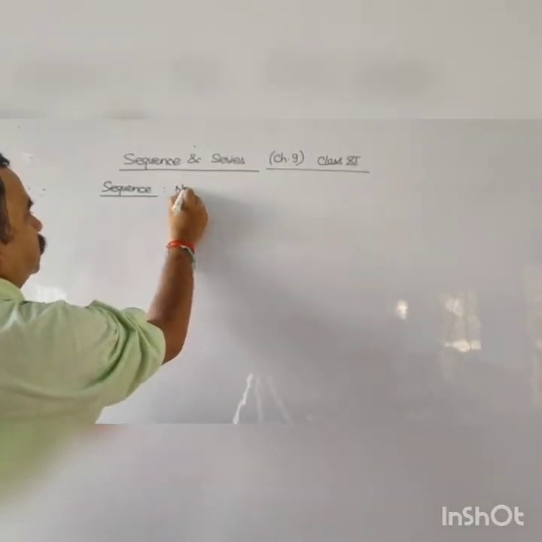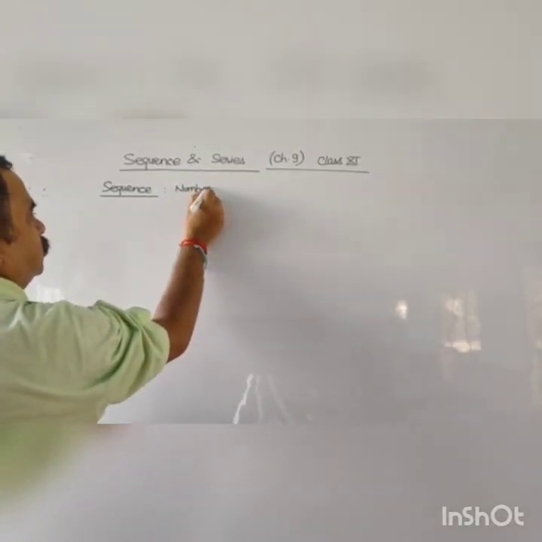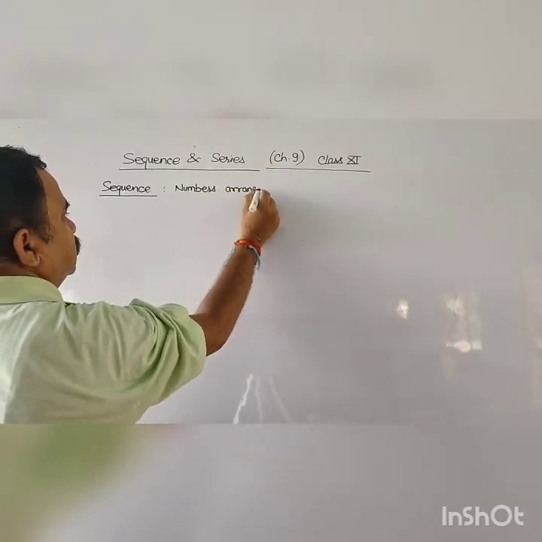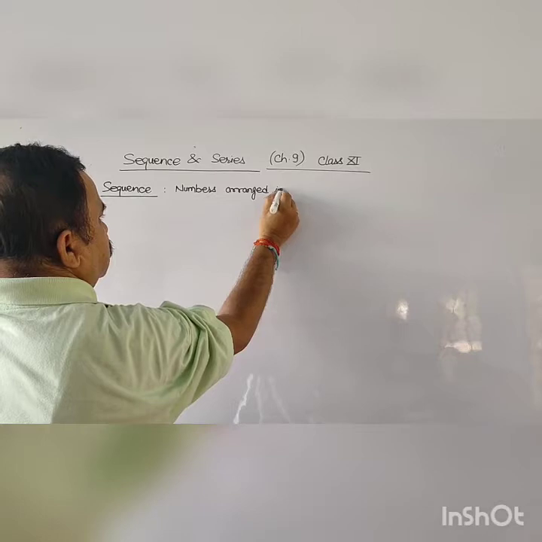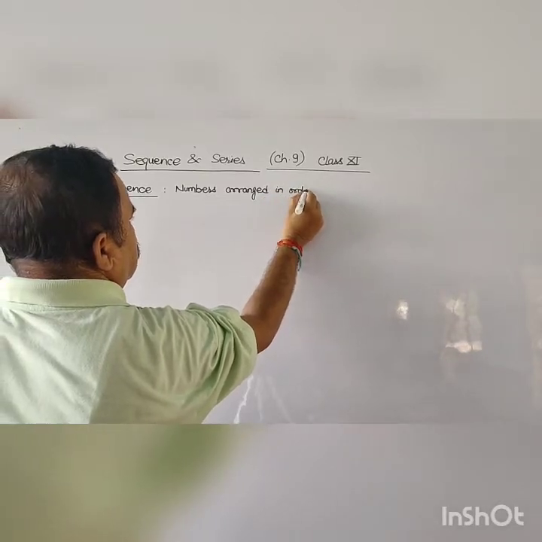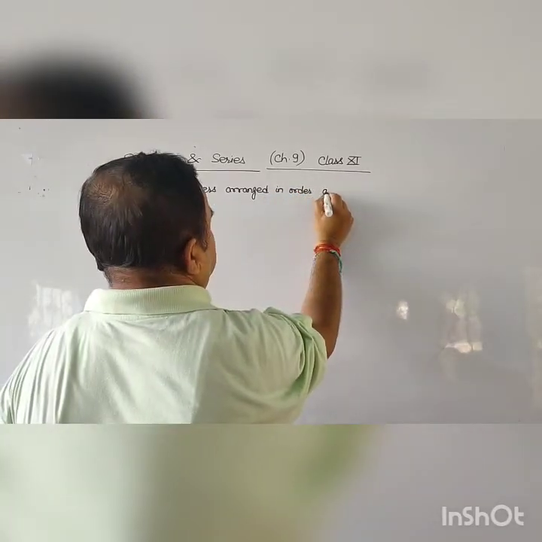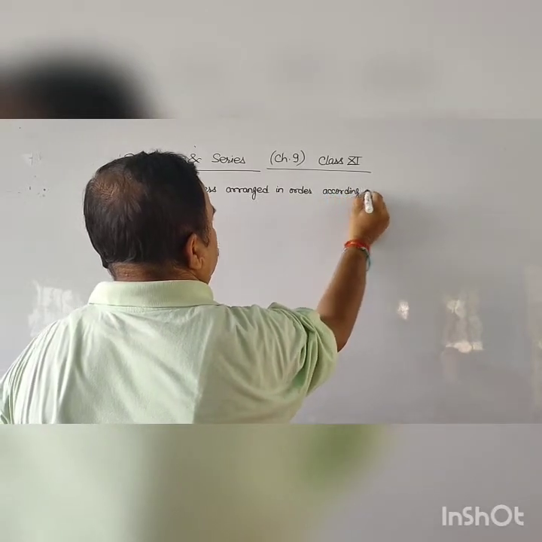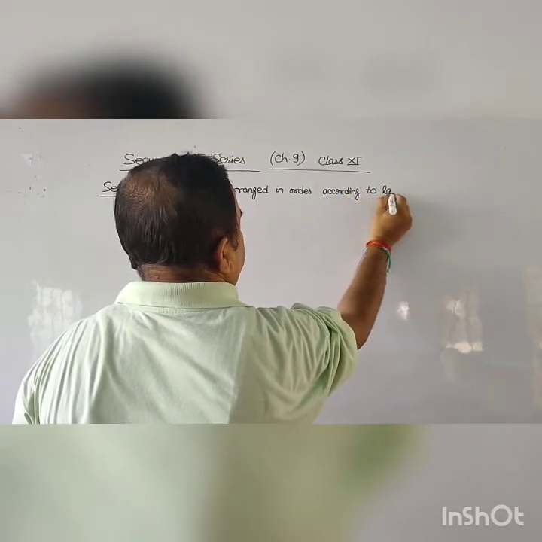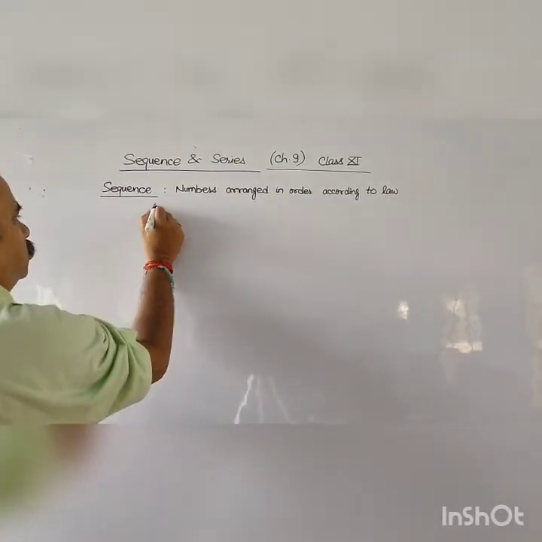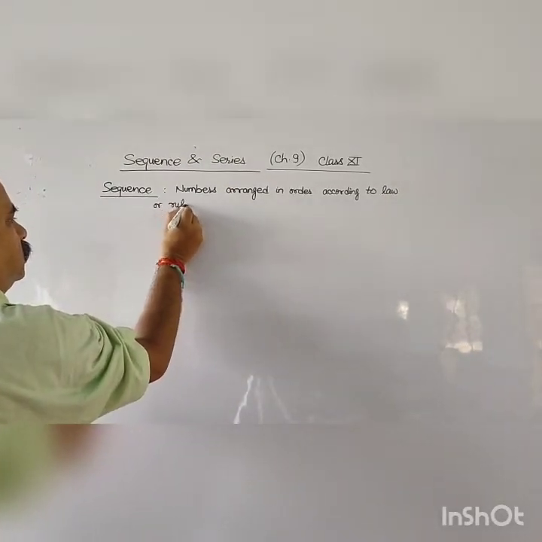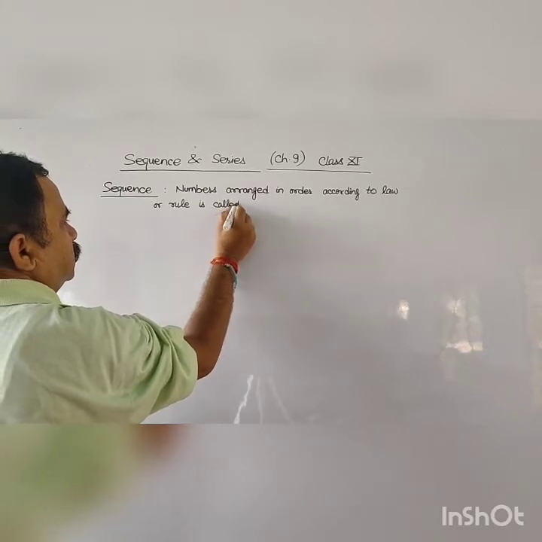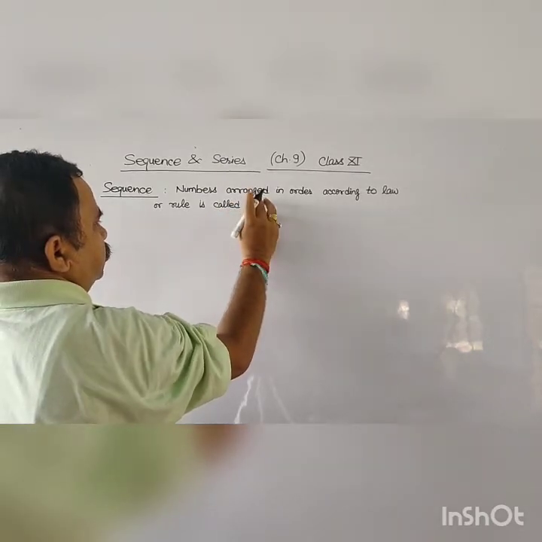Numbers arranged in order according to law or rule is called sequence.